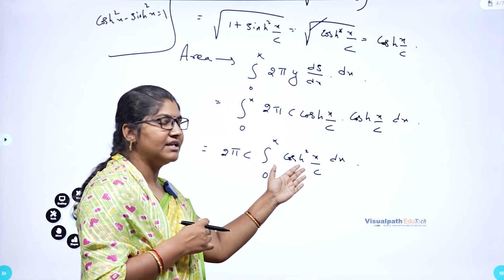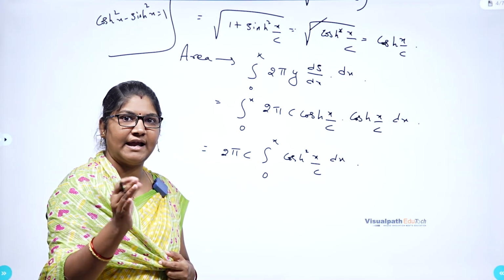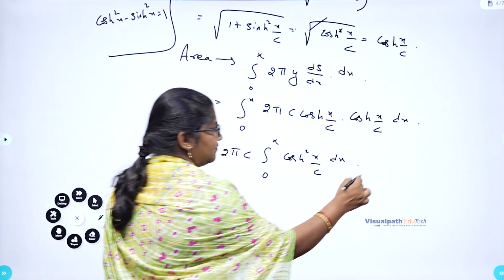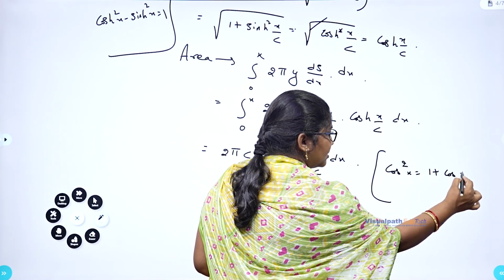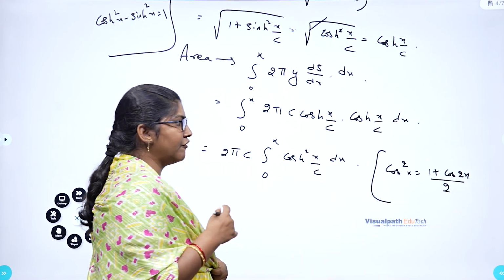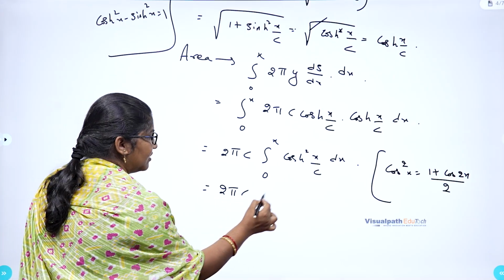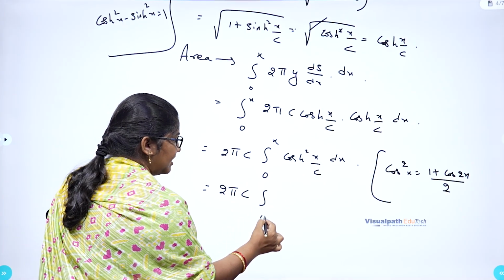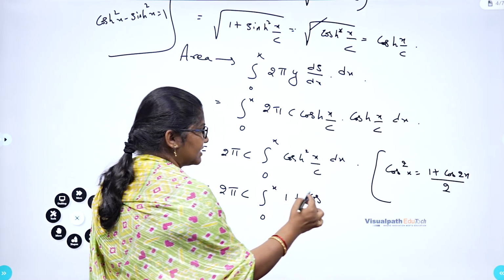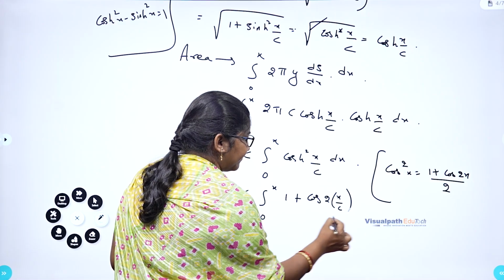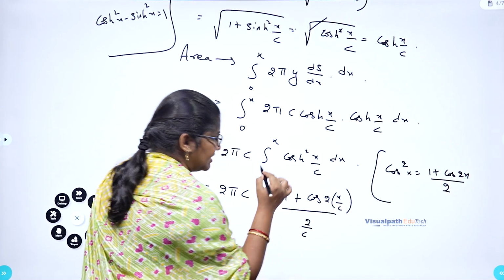We can't do direct integration for cosh square, sinh square. We have to convert that in terms of cos and sin. We have one formula in trigonometry: cos square x is equal to (1 plus cos 2x) by 2. Now we will do the same as that formula only. 0 to x, 1 plus cos 2x, in place of x we have x by c, by 2.